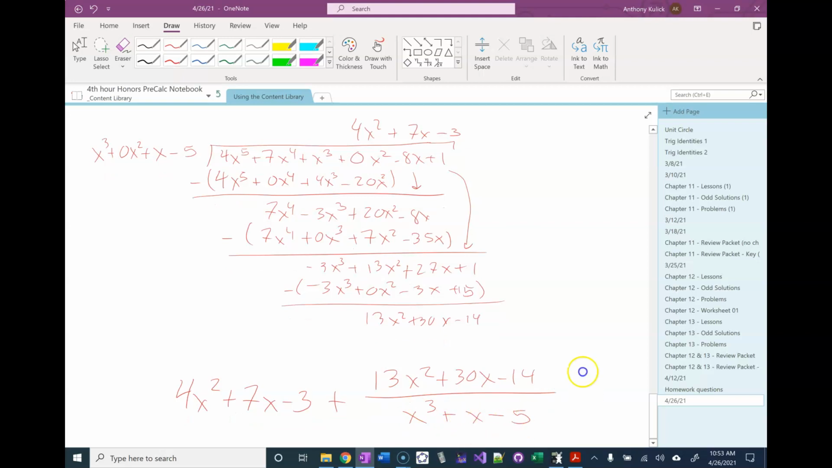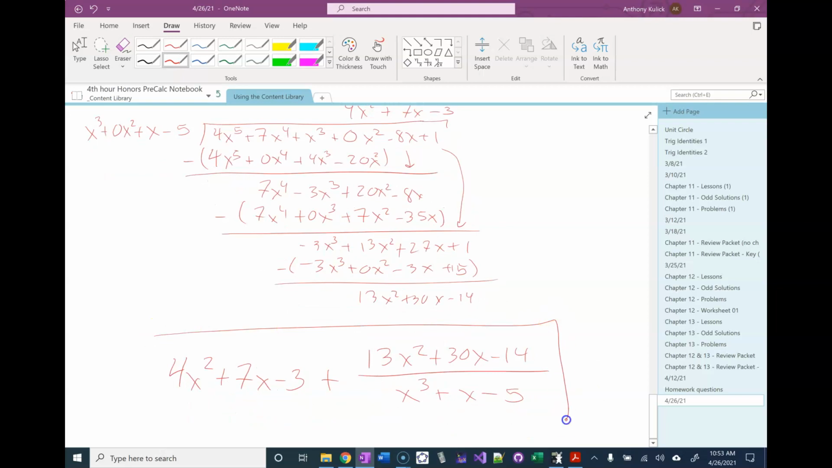You don't have to do anything else with it. Correct. Even though the remainder isn't just one number, that's fine. It can have x's in it, no big deal. The thing you have to remember, Alex, is that the degree of the remainder has to be less than the degree of the divisor. As long as that's the case, it can have as many x's in it as it wants. They just have to be less than the degree. And it should be fine.